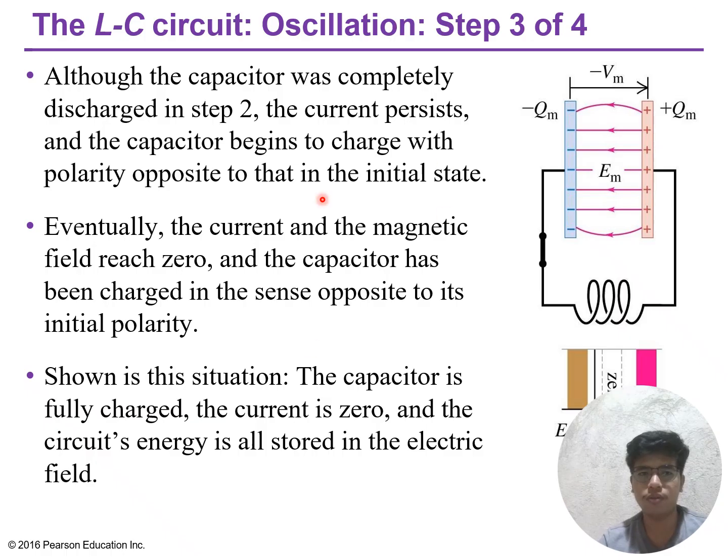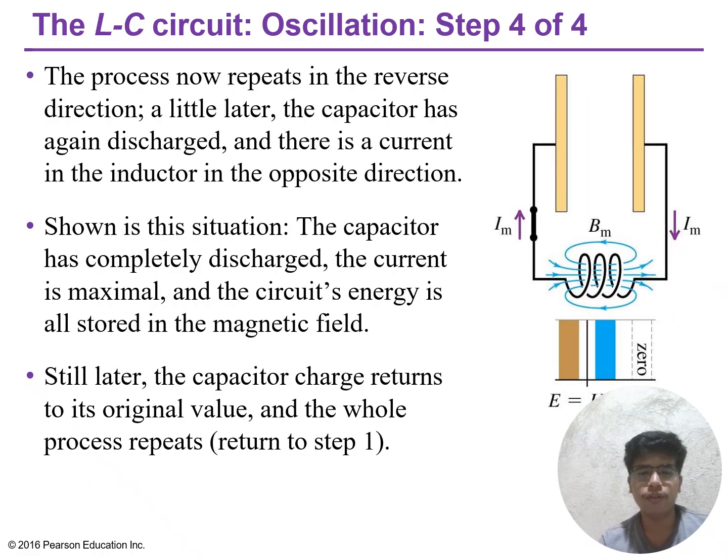So the diagram shows a fully charged capacitor with opposite polarity, zero current through the inductor, and zero magnetic field. So next, the capacitor will discharge back through the inductor, flipping polarity again for step 4. Think of the LC circuit like a ball bouncing between two hills.